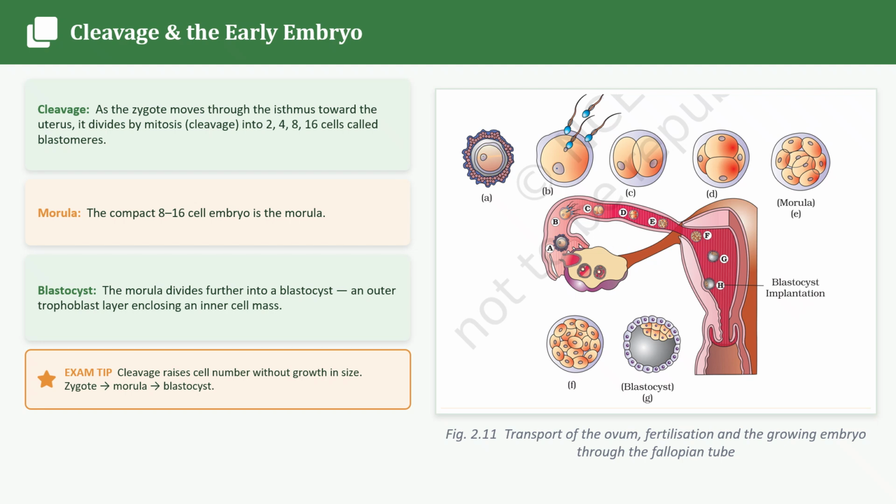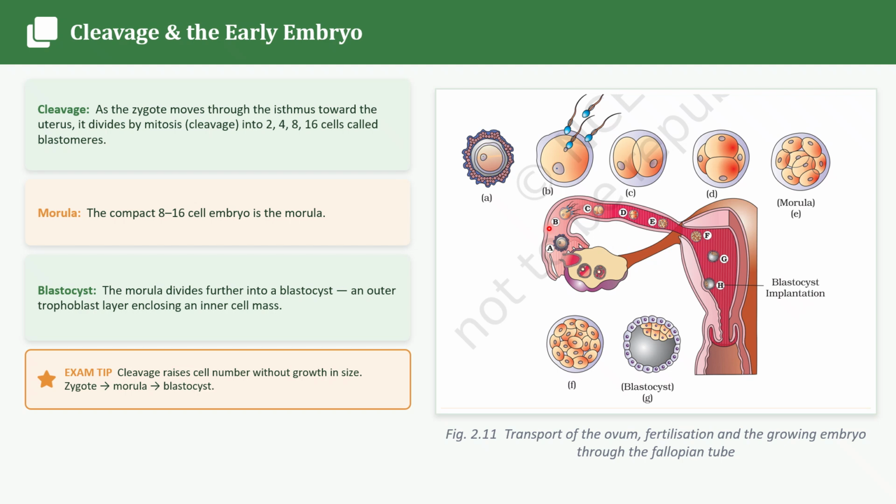Next we are going to see cleavage and the early embryo. Cleavage. After fertilization, the zygote begins repeated mitotic divisions while moving through the fallopian tube towards the uterus. So it is undergoing repeated mitotic division, going from the fallopian tube to the uterus. These divisions we call cleavage.